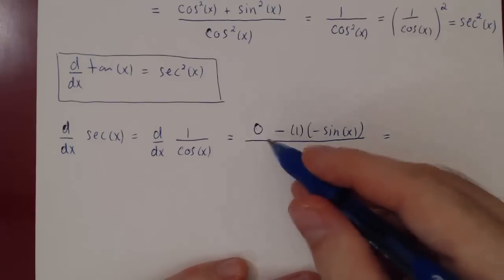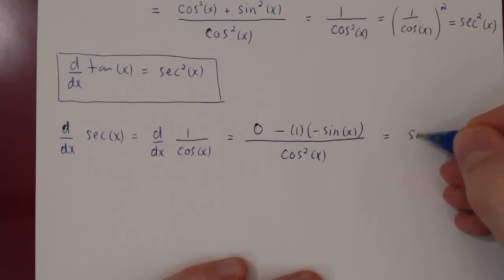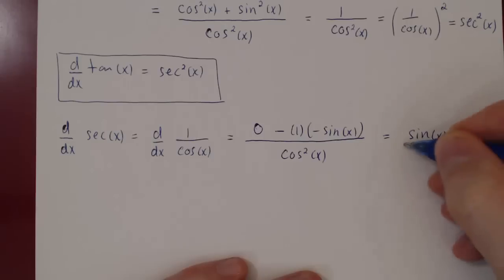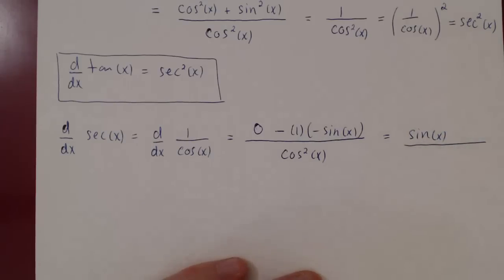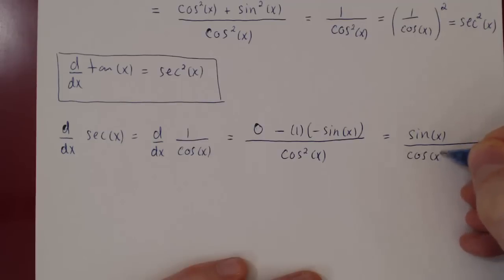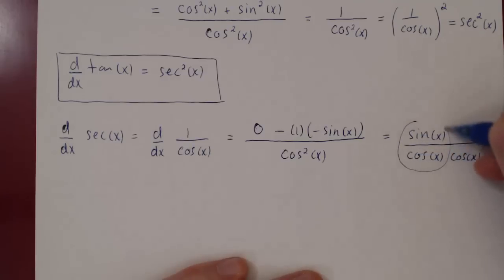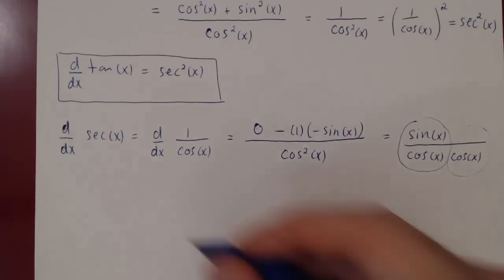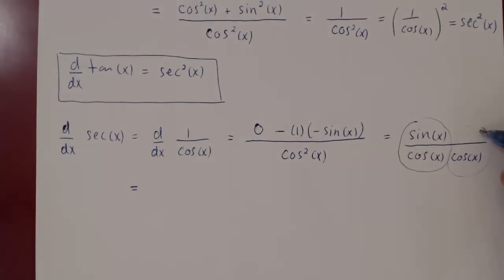Well, we can simplify. We get negative negative, so all we have is sine of x over, and here I'll write cos squared as cosine of x times cos of x. And you might ask, well, why am I writing it like this? Because I'm going to split these two up, the 1 over cosine, and then let's see what comes out.